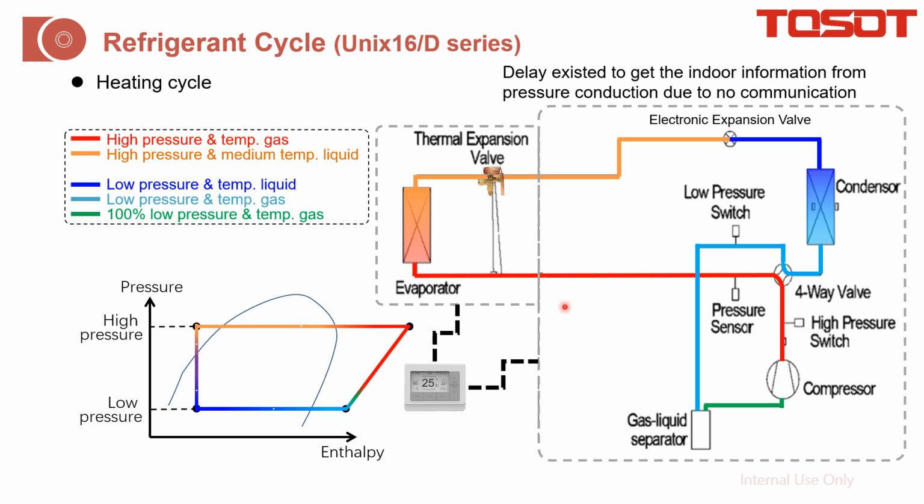Last but not least, for the piping insulation, here is the gas pipe. In cooling mode, it will be very cold, and in heating mode, it's very hot. So we don't want to sacrifice the capacity, so insulation is required.